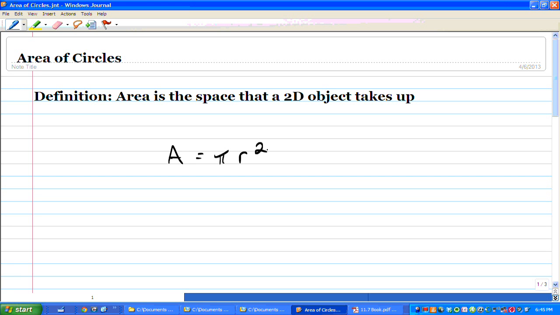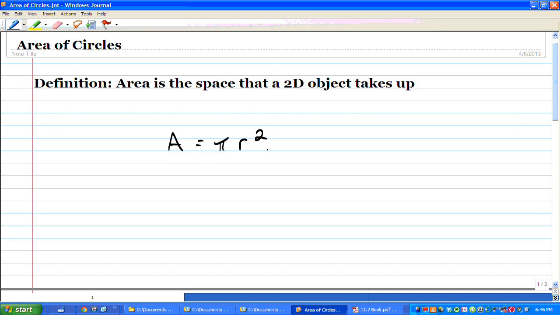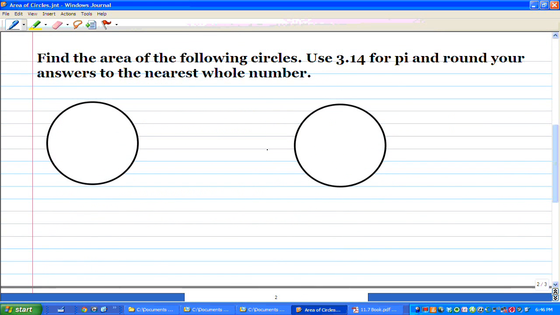Again, the radius is the distance from the center of the circle to the outside. That should be in your previous notes. Now, let's try this in actual samples, shall we? Here I have two circles. The first one, I'm going to give you this distance, and I want you to try and solve it because it really is a simple type of thing. Go ahead and try that.